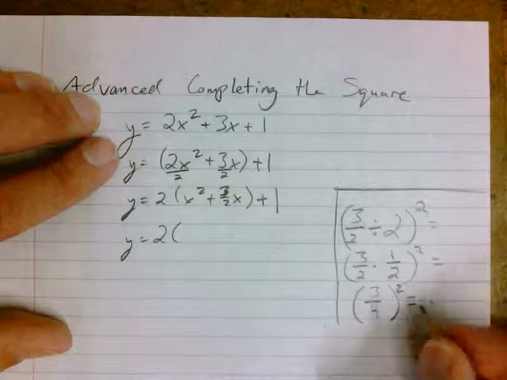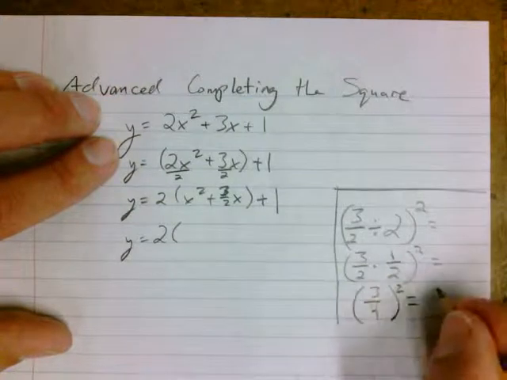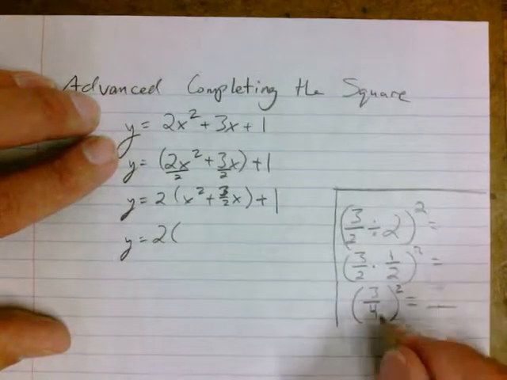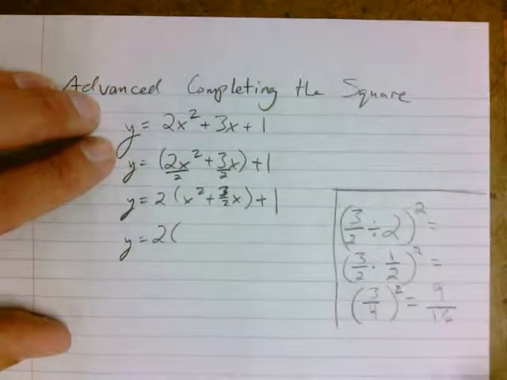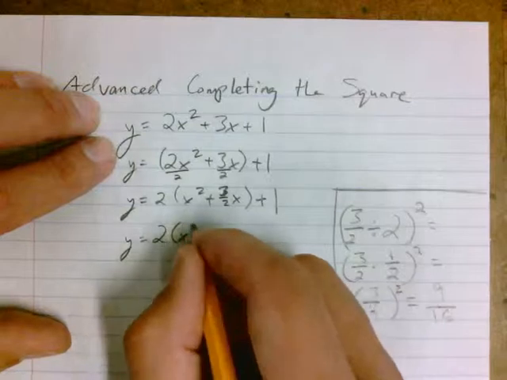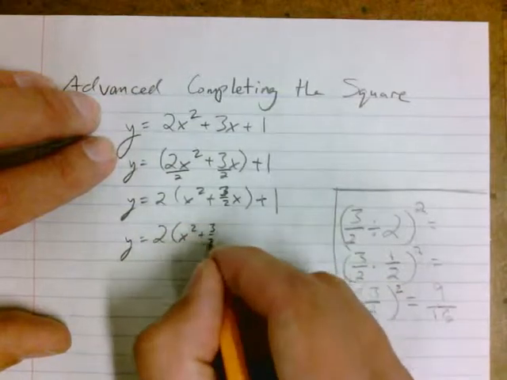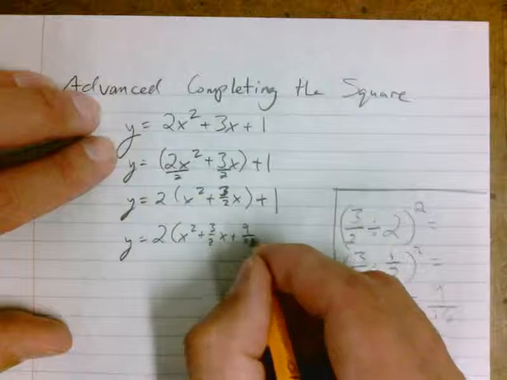Okay, so the next step is to square a fraction. And when you square a fraction, you're really just multiplying it by itself. So you'll get 3 times 3, which is 9, and then 4 times 4, which is 16. Okay, that's the number that's going to be added inside the parentheses. Add 9 over 16.